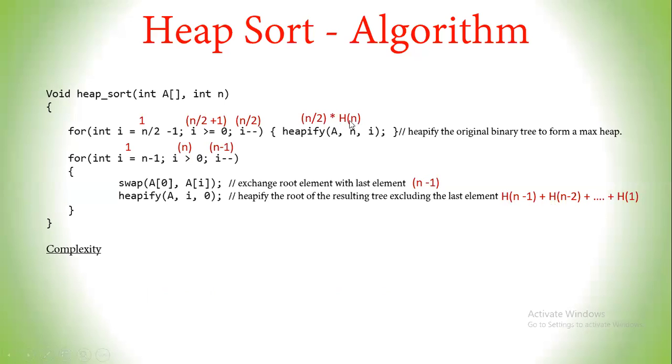specified the complexity for a heapify function of size n as hn. Hn was the complexity of a heapify function of size n. So for size i, it should be hi. So hi will be running from n minus 1 up to 1. So this heapify function's complexity will be the addition of hn minus 1 up to h1. So the whole complexity of heap sort can be written as a summation of all these elements.